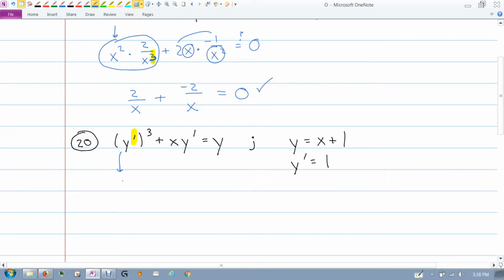So it's going to be 1 and then it's cubed, plus x times y prime, which again is 1. Does that equal y? And remember y over here is x plus 1. So does that equal x plus 1? That's the question. And this is 1 plus x, and yes, that equals x plus 1. Yes, that works.